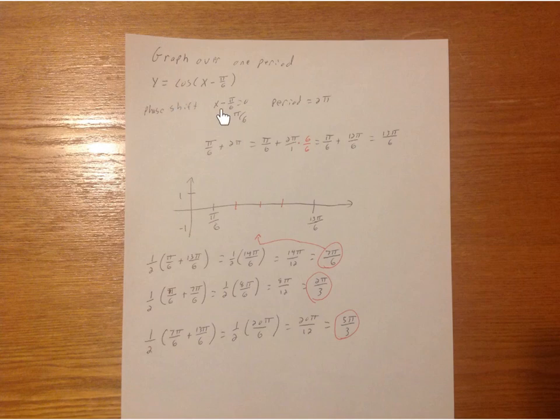I got your question in the email. You want to graph this trig function over one period: y equals cosine quantity x minus pi over 6 close quantity. Well, there are different ways to find phase shift.